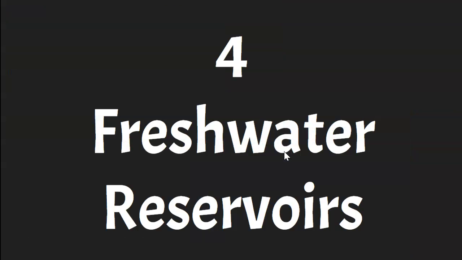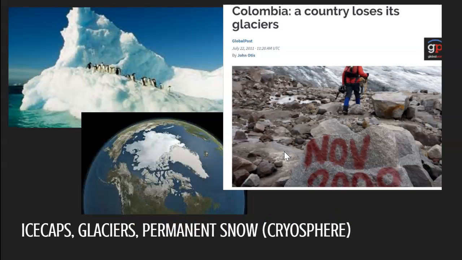Also, there are 4 freshwater, or agua dulce, reservoirs on our planet. One is called the ice caps, glaciers, permanent frost, or the cryosphere. This is all the frozen water on our planet that comes in the form of those 3 things: the ice caps on the north and south poles, those big old glaciers and icebergs, and permanent snow, like the tundra and places that don't melt so often.